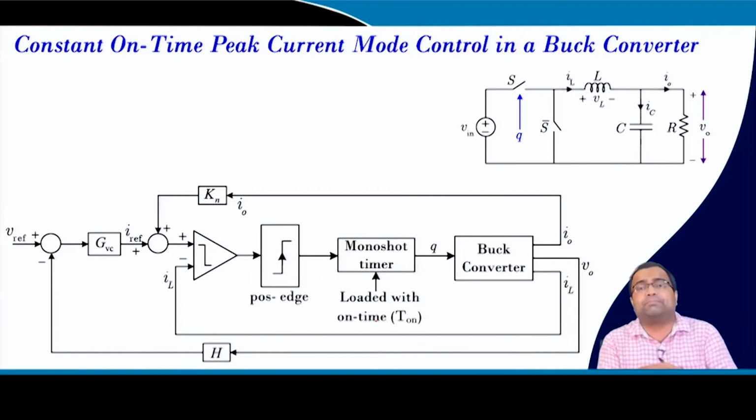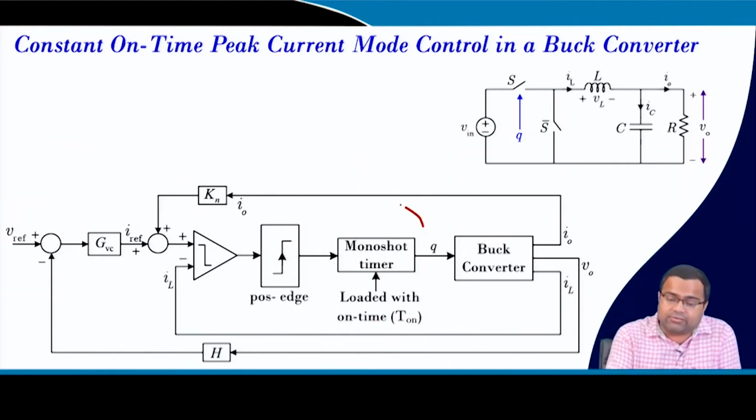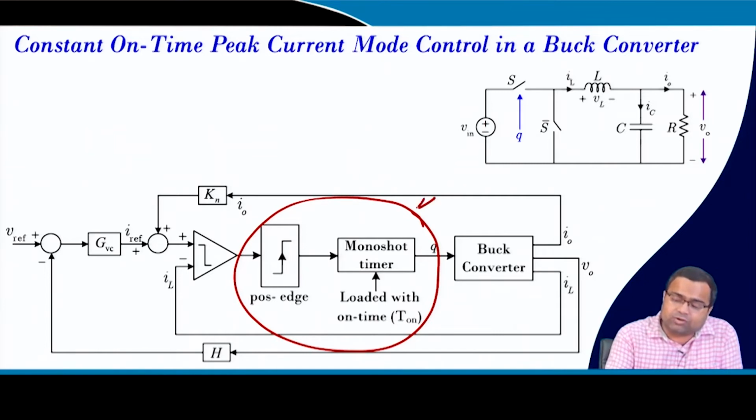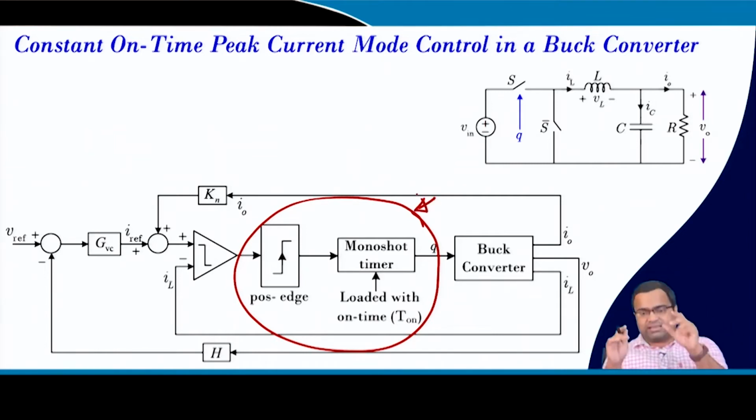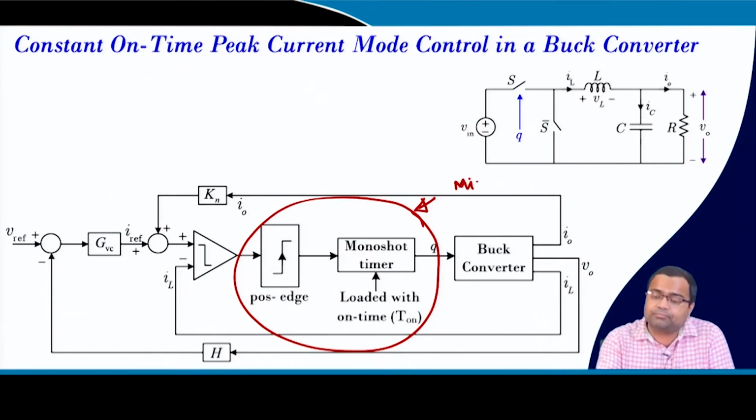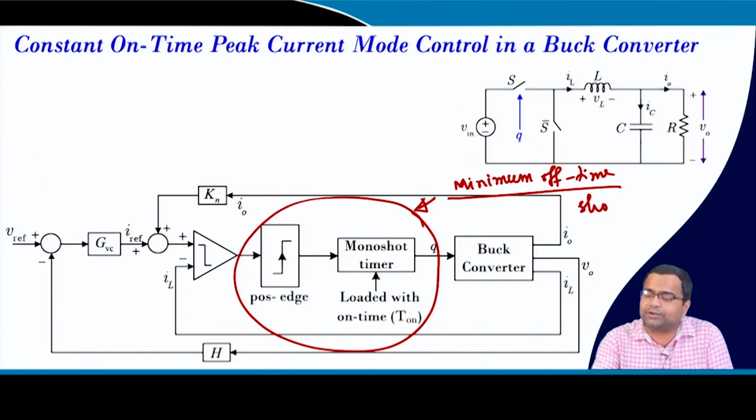We can also apply constant on time. So, we are only changing the modulator. In fact, I have discussed that constant on time is not so simple, because here, just for the sake of simplicity, we have taken a constant on time modulator, but it should also include the minimum off time, which should also be included.